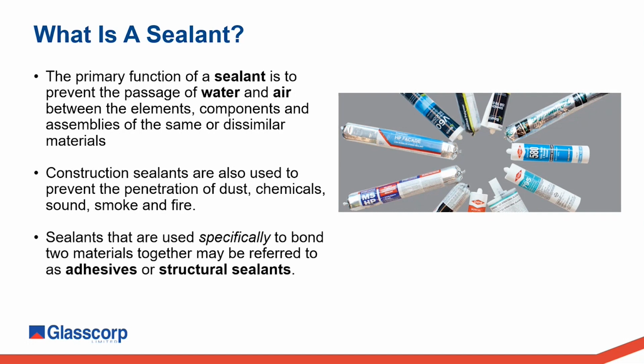Sealants that are used for the purpose of permanently bonding two materials together may be referred to as adhesives, or you may see these referred to as structural sealants. The distinction between sealants and adhesives, or weather sealants and structural sealants, is an important one to make. For instance, there may be many applications where it might be perfectly acceptable to use a structural sealant in a weather sealing joint application, but you would not use a weatherproofing sealant for a bonding or structural application.